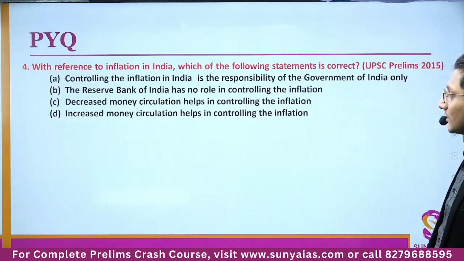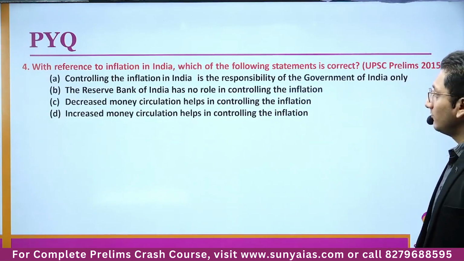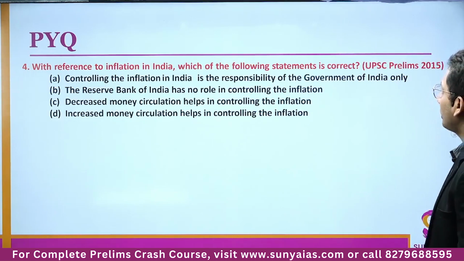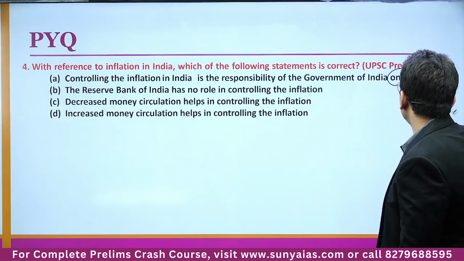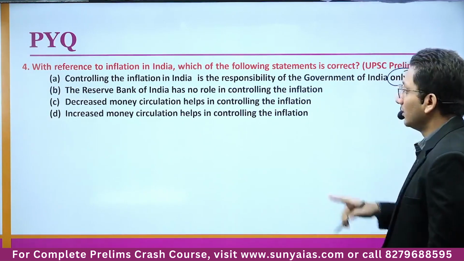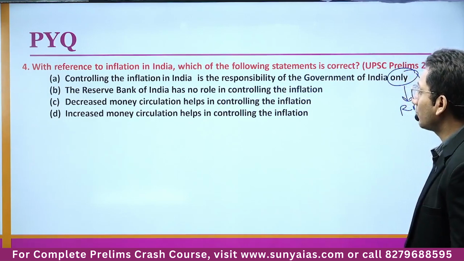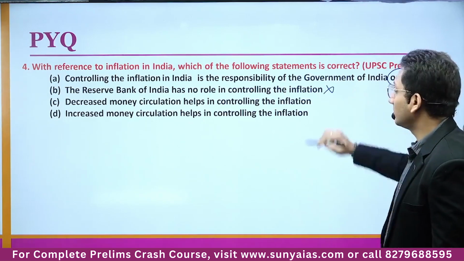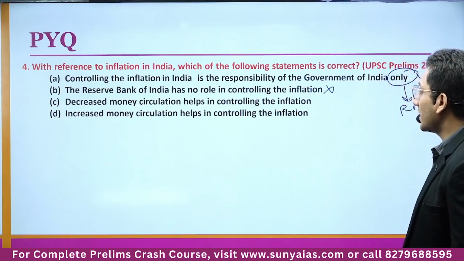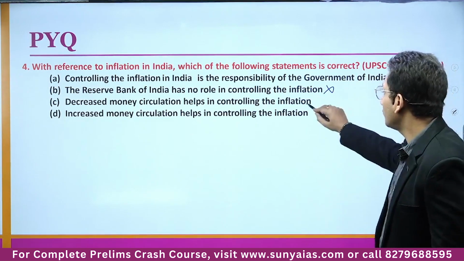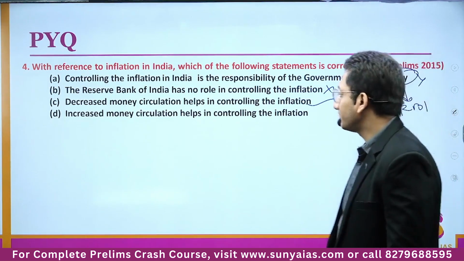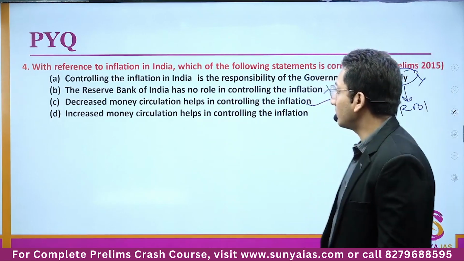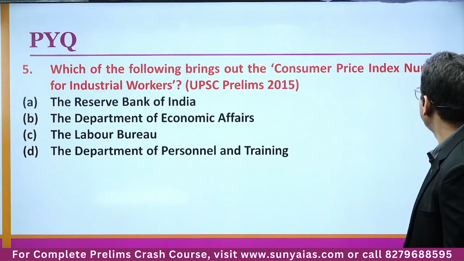Getting it? Now, with reference to inflation in India, which of the following statements is correct? Controlling the inflation in India is the responsibility of the government of India only. No, it is the responsibility of RBI. The Reserve Bank of India has no role in controlling the inflation. Wrong. Decreased money circulation helps in controlling the inflation. This is true. Yes, decreased money circulation will help in controlling the inflation. And the other one is the reverse of that. So the answer would be C.